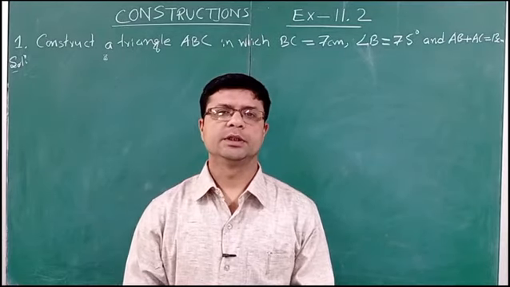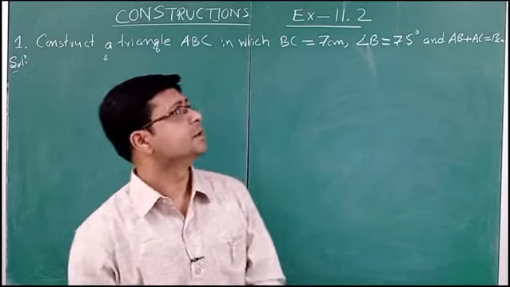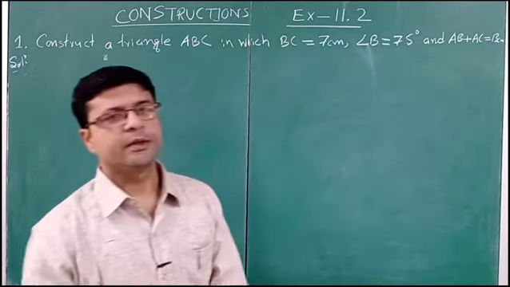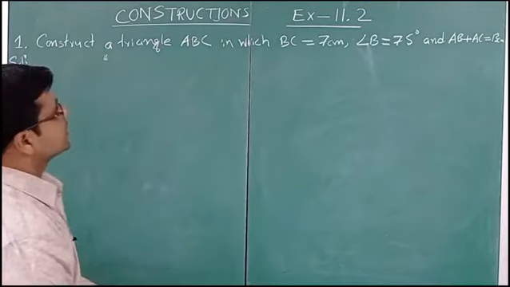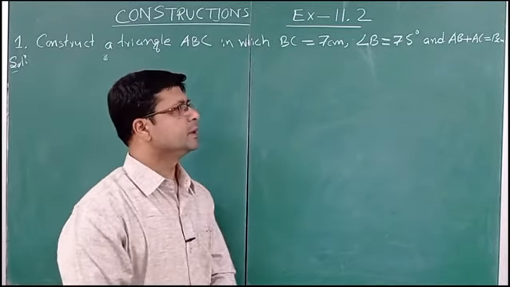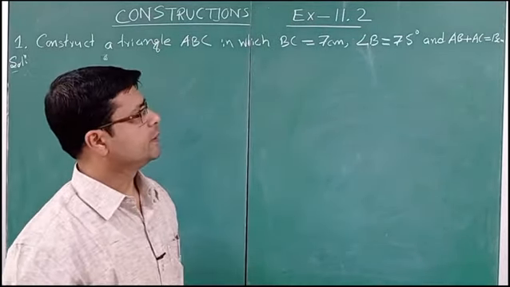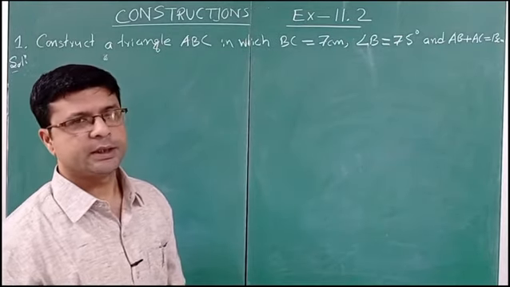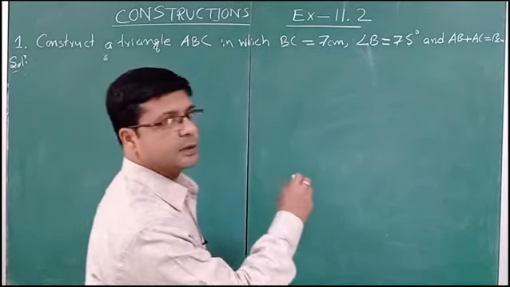Hello students, we are in the chapter Constructions, exercise 11.2. We have taken the first question. Construct a triangle ABC in which BC equal to 7 cm, angle B equal to 75 degrees and AB plus AC is 13 cm. Dear students, at first let us draw the rough diagram.